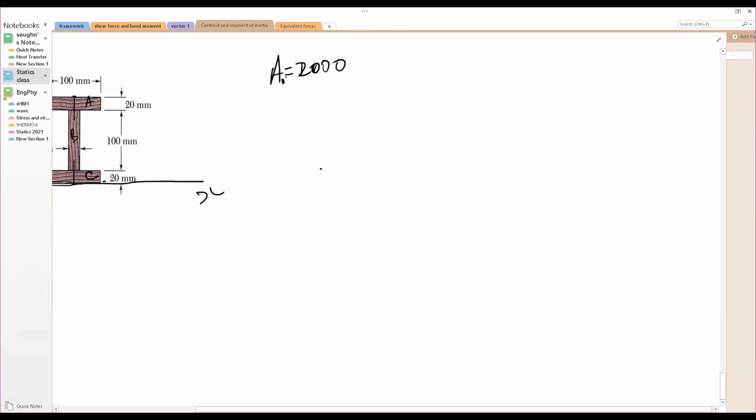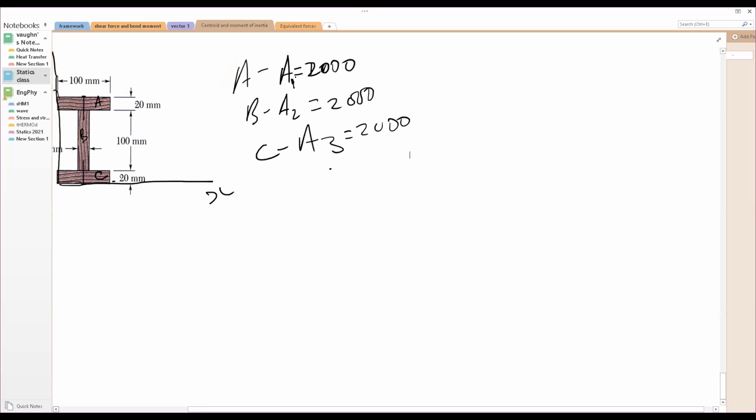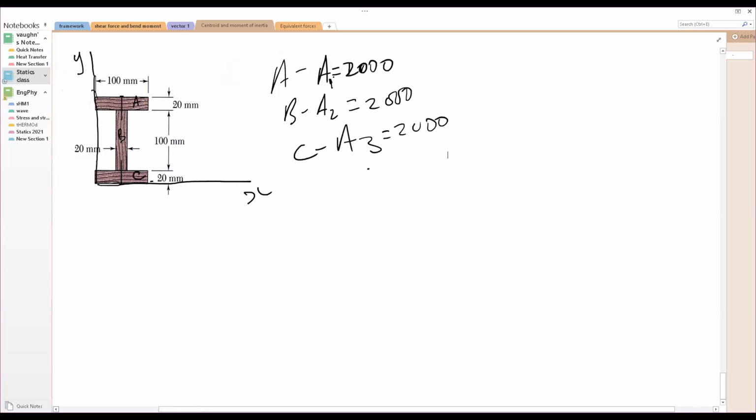All right. So this is A1, A2, which is representing B. This is representing area A. This is representing C, which is area 3. So this is 2000. This is 2000. All right. We need to prove that, one second, we need to prove that X bar is equal to 50. We know that Y bar is equal to 70.